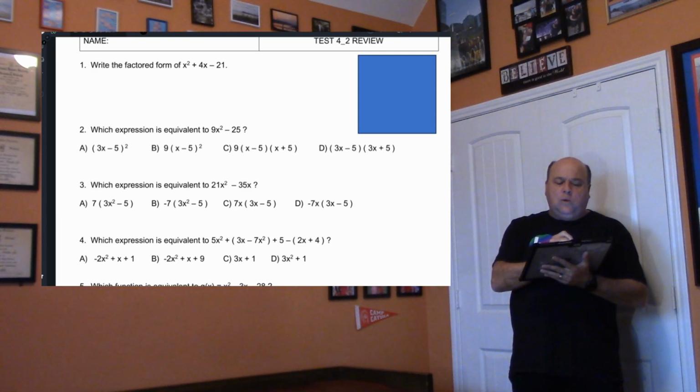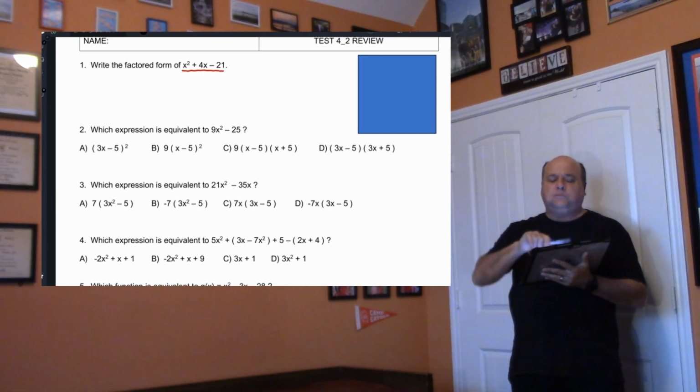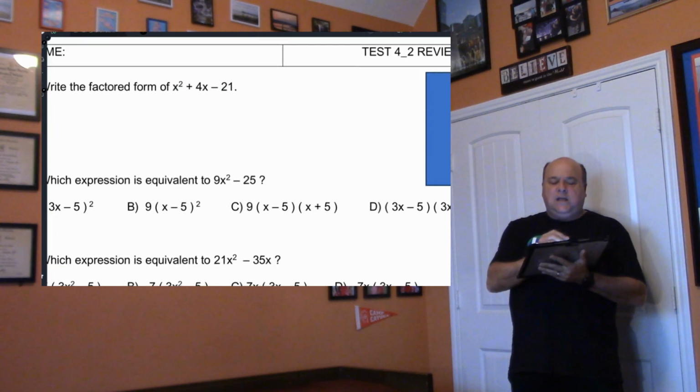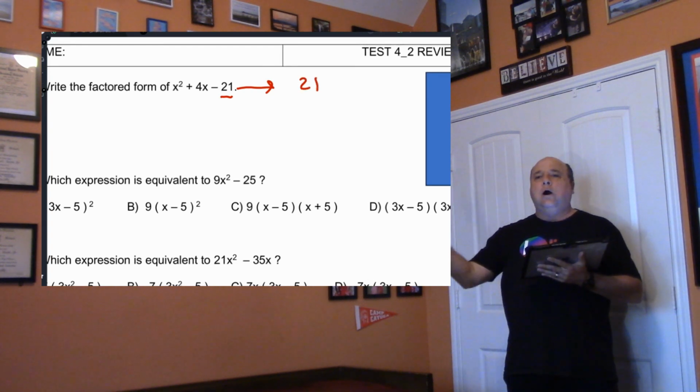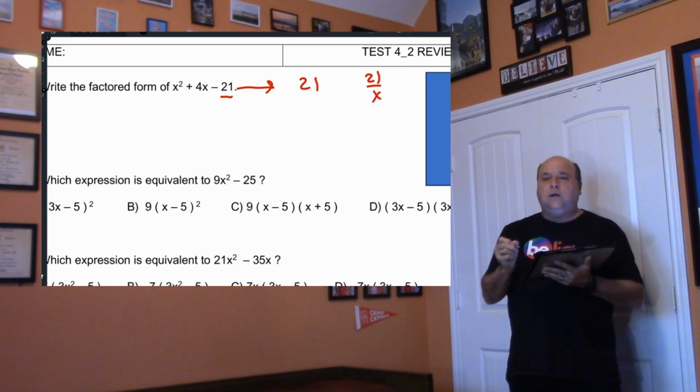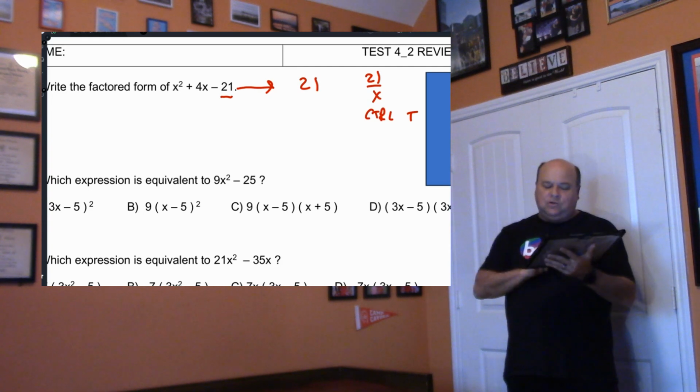So number one, we want to factor x squared plus 4x minus 21. I'm going to zoom in a little bit. There's no number in front of the x squared, so we're just going to take the 21 and write it over here. We need all the factors of 21. To do this, you're going to graph 21 divided by x and hit Control T on the calculator. That's going to give you the factors.